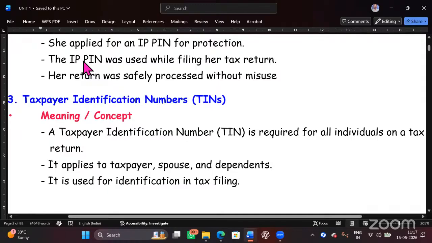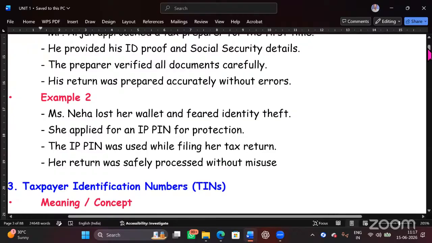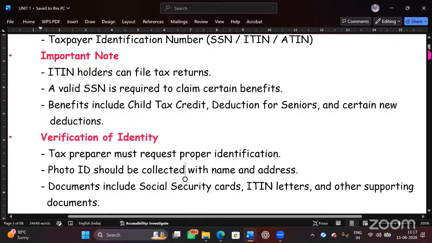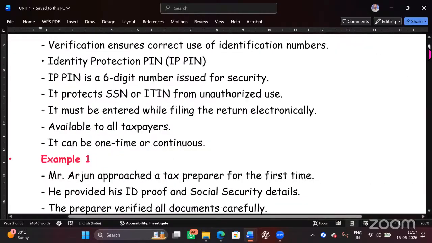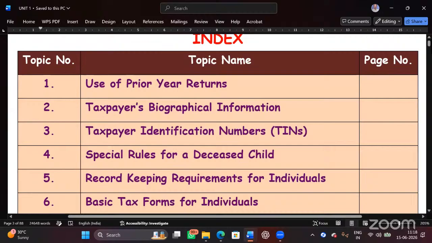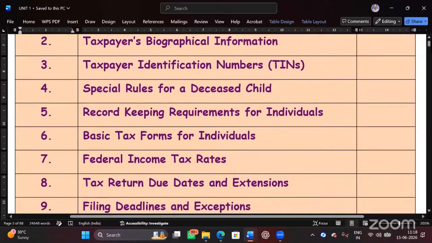This is about the second subhead. I already told you, please do remember, in unit 1 you are not going to learn completely anything and everything. At this point, I am going to introduce only technical words that you are going to cover throughout the syllabus. One, use of prior return. 2 is taxpayer biographical information. 3rd one is taxpayer identification numbers.